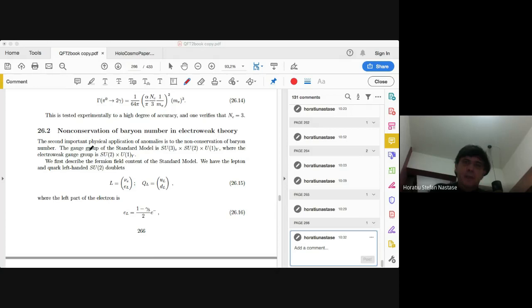The standard model has a gauge group SU3 color, and then electroweak SU2 cross U1 hypercharge. SU2 cross U1 hypercharge is broken to the U1 electromagnetic, which is a combination of the U1 hypercharge and the U1 inside this SU2.